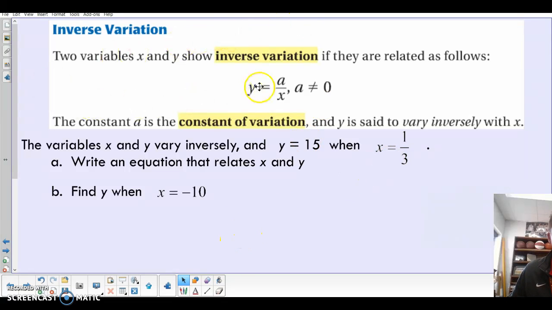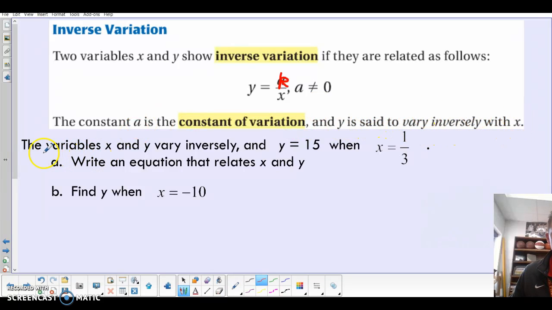So, first thing to note, inverse variation: two variables, x and y, show inverse variation if they're related as follows. In the previous video, we talked about there being some constant that was divided by x, or input, and it would give us y, or output. Now, A is what your textbook has. You'll also often see the letter K here, so y equals K over x. I think when you do pre-calc next year, it'll be a K, for constant. Either way, there's some number that's going to go right here. That constant, A, K, whatever you want to call it, is the constant of variation, and y is said to vary inversely with x.